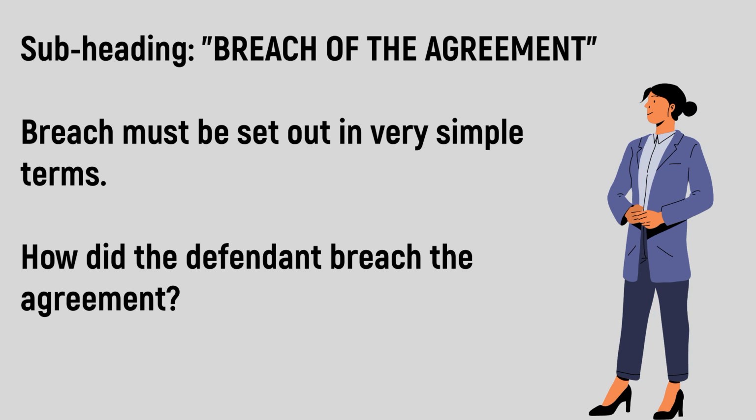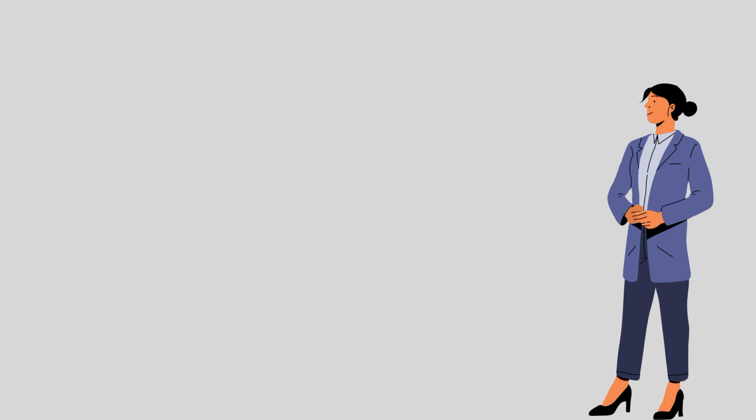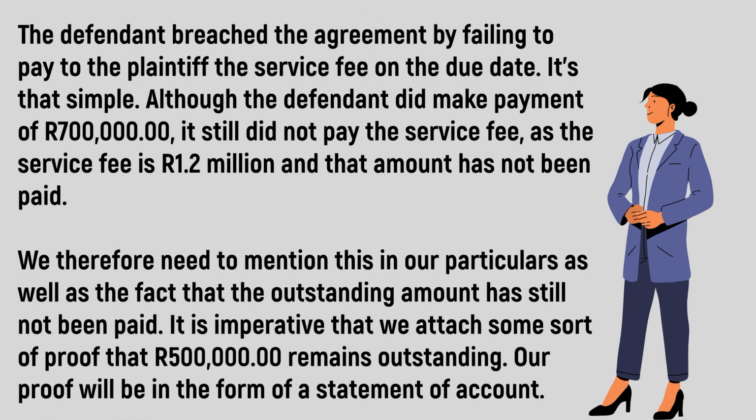The only thing we have left to do is to set out the particulars of the defendant's breach. So, let's insert the final subheading, Breach of the Agreement. Below this subheading, we will proceed to set out the breach in very simple terms. Before we do so, we need to ask ourselves, how did the defendant breach the agreement? Well, the defendant breached the agreement by failing to pay to the plaintiff the service fee on the due date. It's that simple. Although the defendant did make payments of 700,000 Rand, it still did not pay the service fee, as the service fee is 1.2 million Rand, and that amount has not been paid.